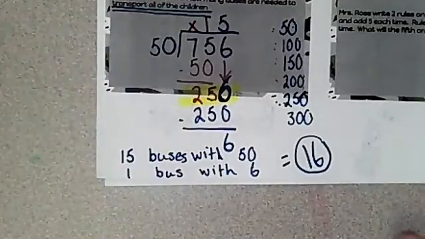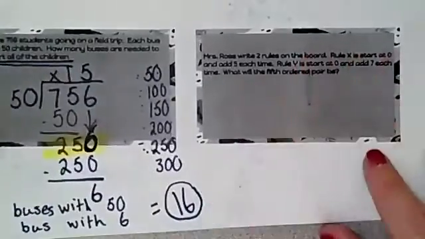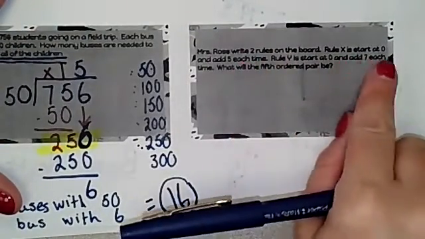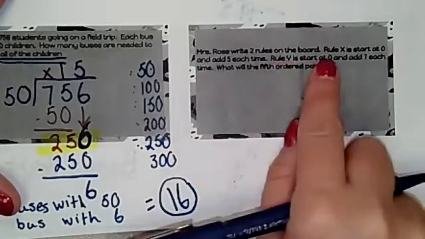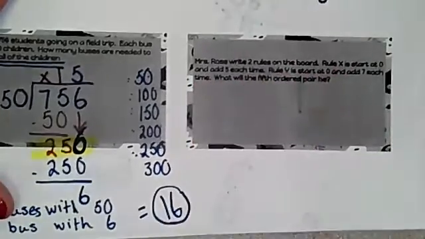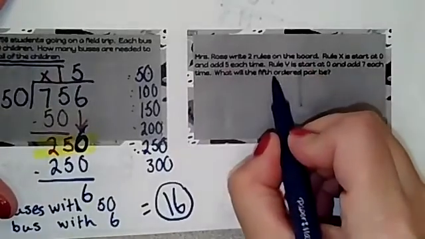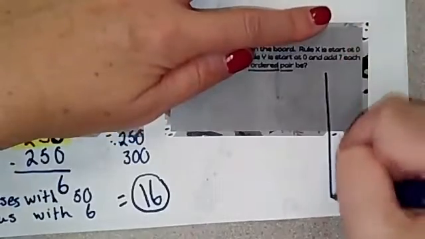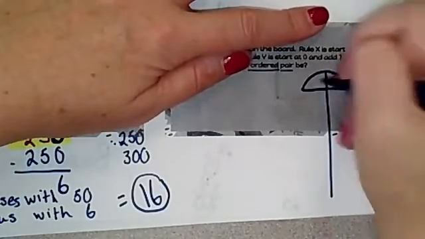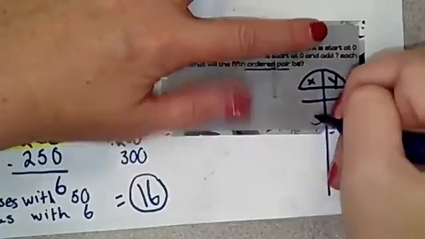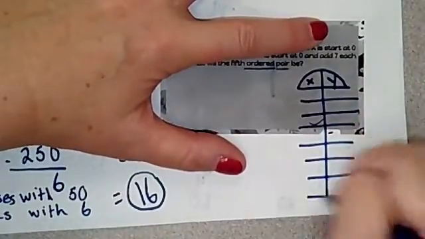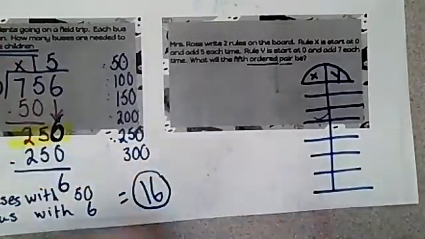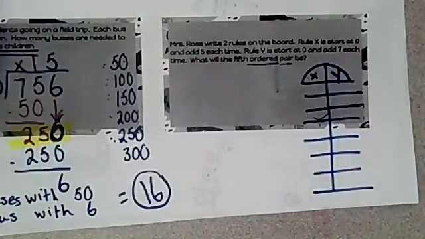Understand? All right. 1 more, and then we're going to take a little break. Miss Ross writes 2 rules on the bus. Rule X starts at 0 and adds 5. Rule Y starts at 0 and adds 7. What will the 5th ordered pair be? If you see ordered pair or coordinates or anything like that, I want a fish. Draw me a fish. This is X. This is Y. Go just like this. I want to see my fishbone. If you see coordinates, pairs, patterns, anything like that, you always have to make the fish.